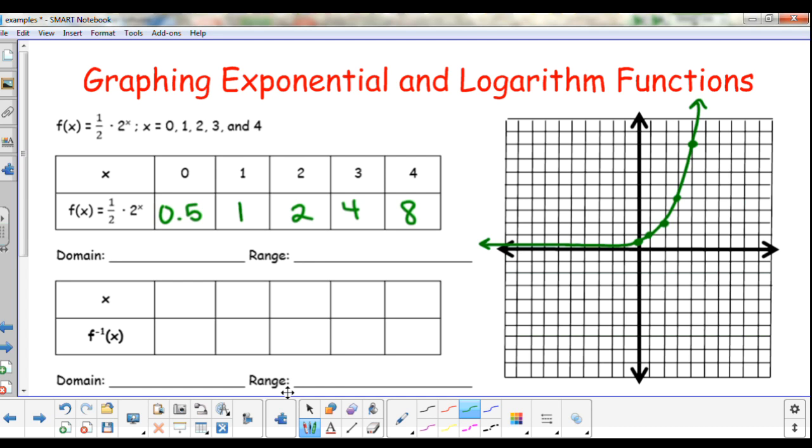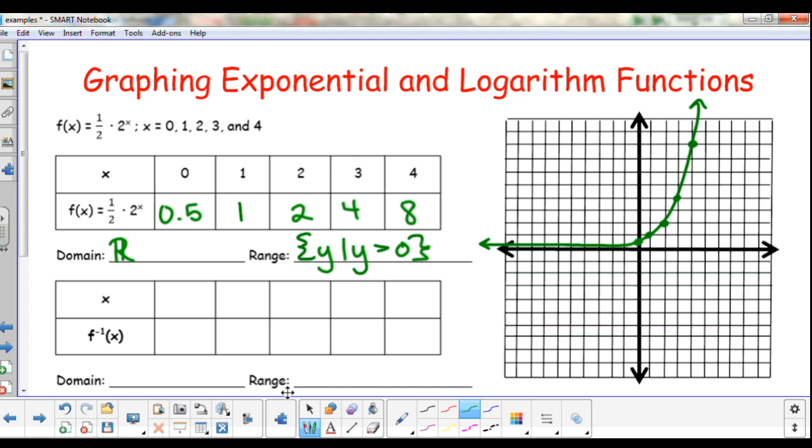So I need to look at the domain and the range for our function. So our domain is going to be all real values. So there is no x value that is being excluded from our graph. Now the range are our y values, and if we look at our graph, it is never crossing that x-axis. So all of our y values are going to be bigger than 0.